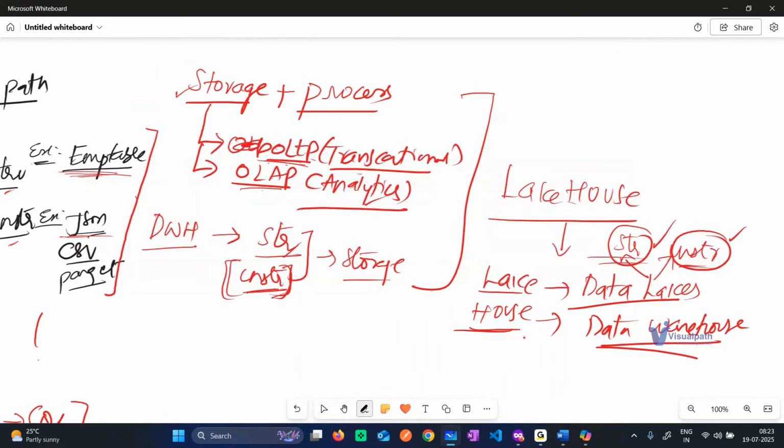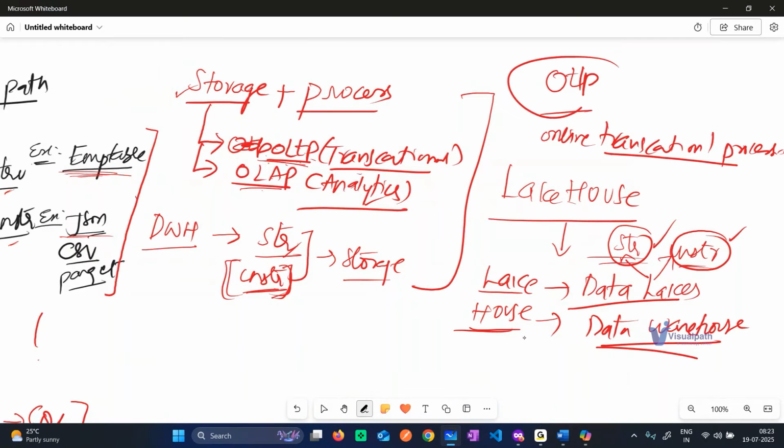Okay. Now I have received a request for OLTP. What is the full form? Online transactional processing. We are not into OLTP, rather we are into OLAP, online analytics processing.